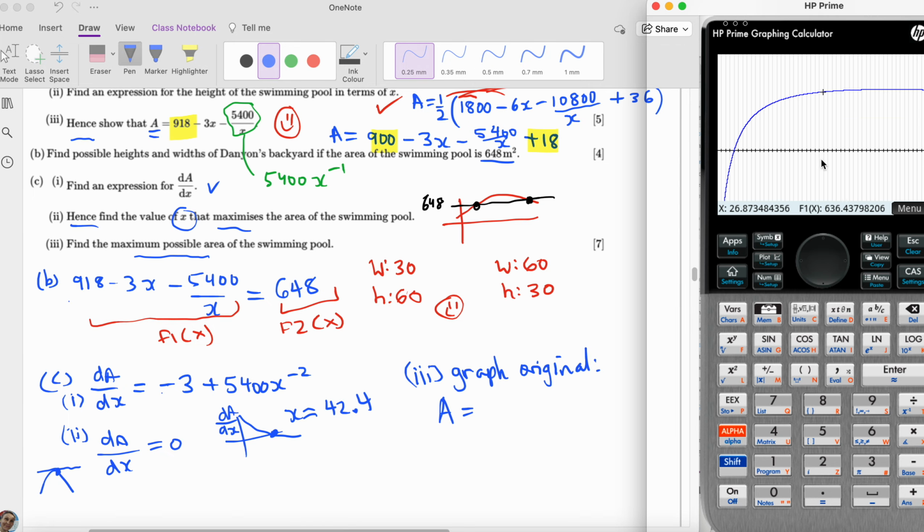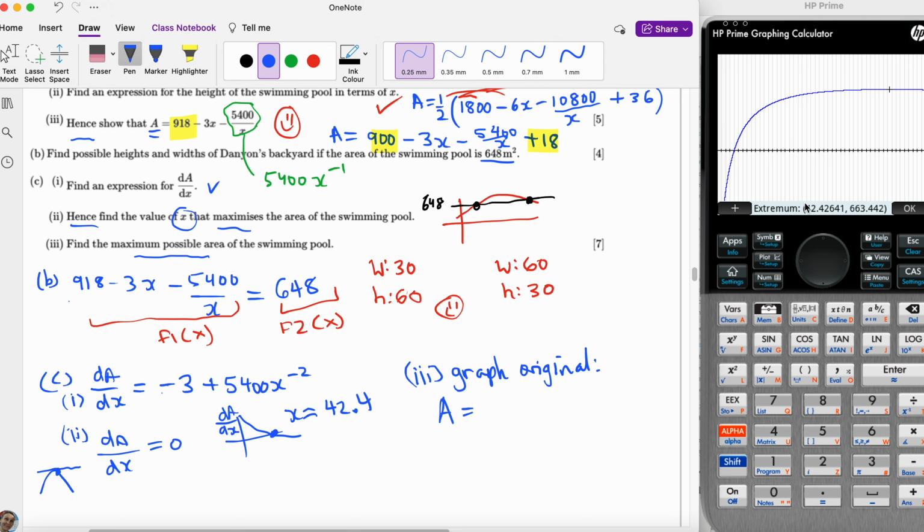All right, so now we're going to plot it. And now all we need to do is find the max. Now, you notice that it happens at this number, duh. That was the point of setting the derivative to 0 in the first place, okay? So what you have is your max. Use a different color. Let's use purple. And there's your max at 42.4 and 663.442.